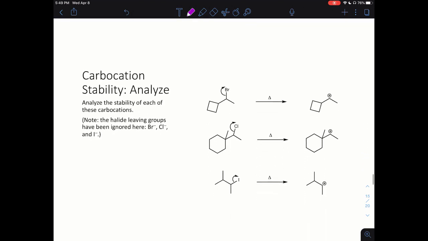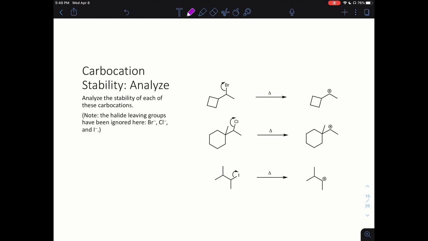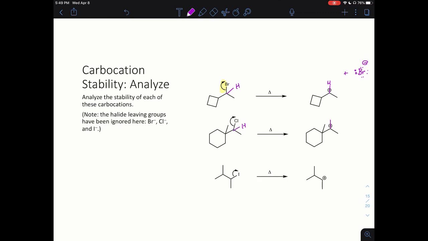Okay, here's your answer. What we have happening is the C-X bond cleaves. The electrons go with the halogen, and I haven't shown the halides here because I don't care right now about that. I really only care about the carbocations. So we have these carbocations. There are 6 electrons around the carbon. They don't have filled octets, and that's the same for each of these species.